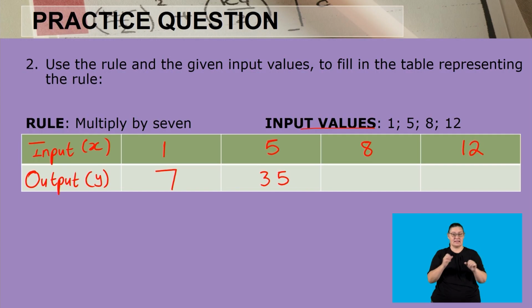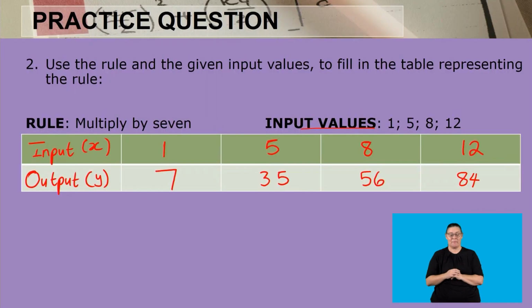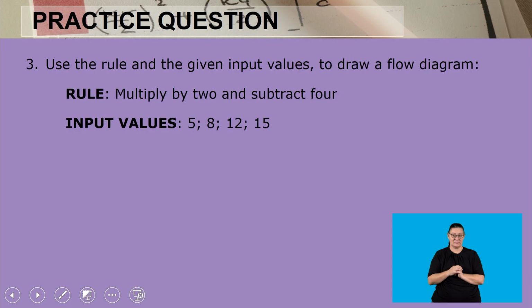What about 8 multiplied by 7? Do you have 56 as an answer? Then you are correct. And the last one there, we have a 12 multiplied by 7. Do you know what that answer is? Yes, it is an 84. And those are the output values from the rule that said that we must multiply by 7. Remember, we just take the input values, we apply the rule, and the result is the output values.